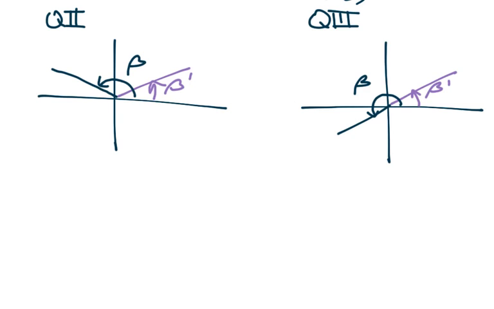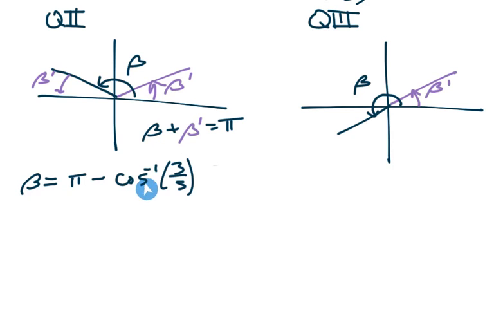So how does this work? In quadrant 2, we take the reference angle and we flip it over to the second quadrant, where this, the positive acute angle between the terminal side and the x-axis, is also beta prime, just not in standard position. So that beta and beta prime add up to pi. Or, solving for beta, the angle in the second quadrant that we want, this is going to be pi minus beta prime. In this case, the reference angle was cosine inverse of 3/5, so pi minus cosine inverse of 3/5 is our angle in the second quadrant.